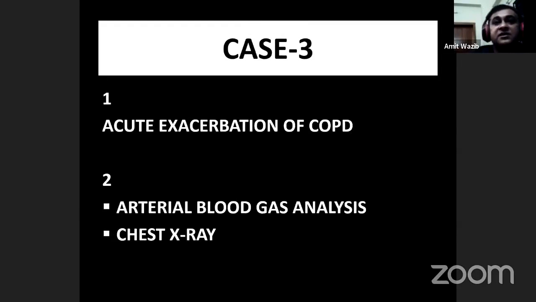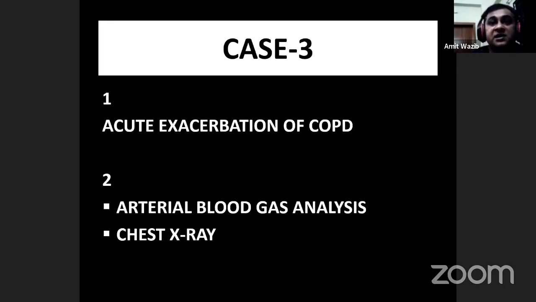So what investigation will you do? The investigation will be arterial blood gas and chest X-ray. Remember, in acute exacerbation of COPD as well as in acute exacerbation of asthma, we will not go for spirometry because patients will be so dyspneic, they will not be able to perform the spirometric maneuvers. So the other tests will be helpful.